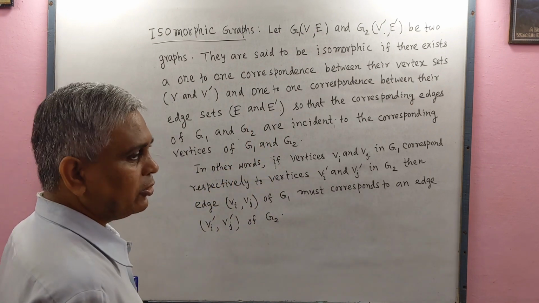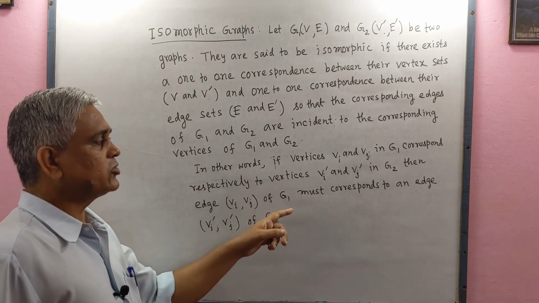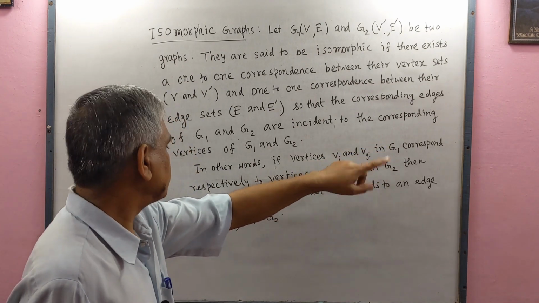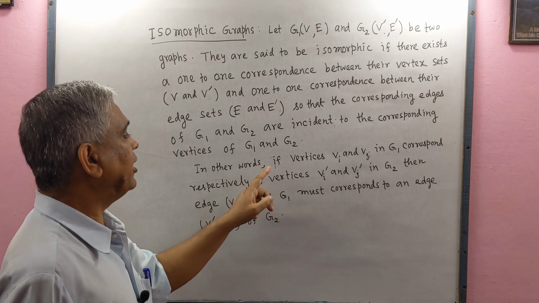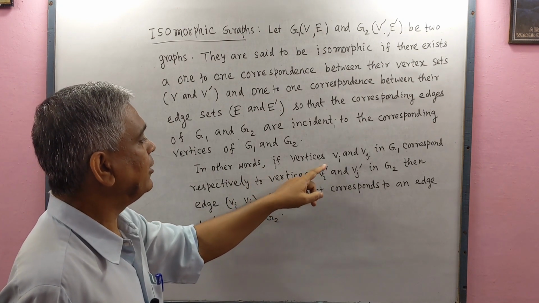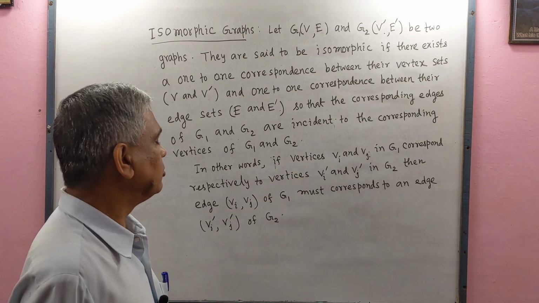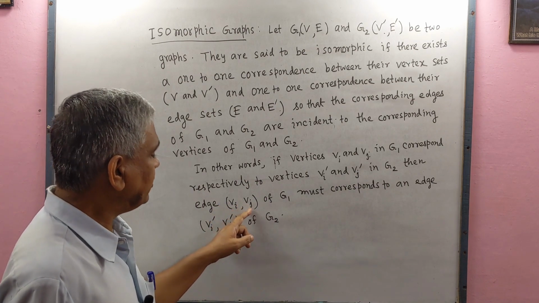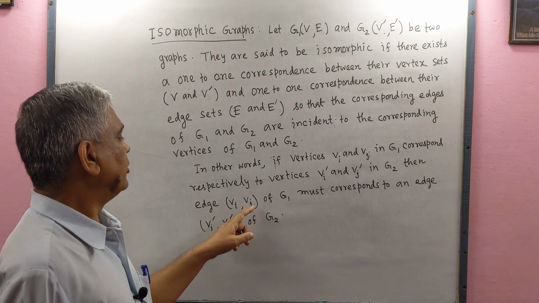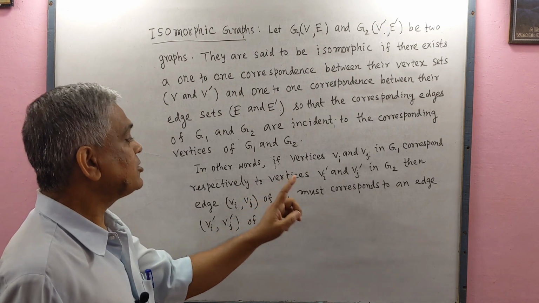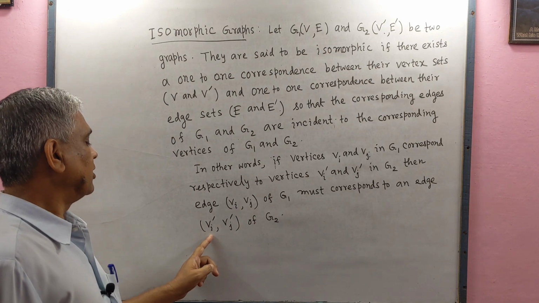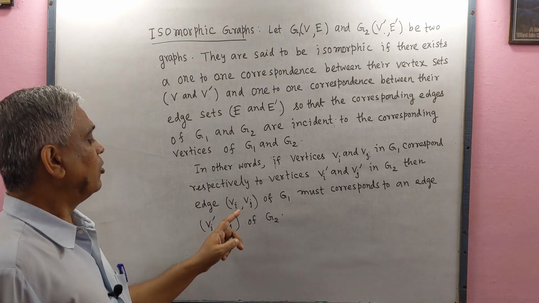In other words, if vertices Vi and Vj in G1 correspond respectively to vertices Vi' and Vj' in G2, then edge ViVj of G1 must correspond to an edge Vi'Vj' of G2.